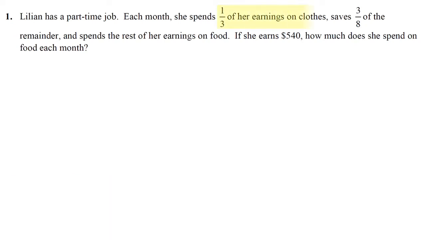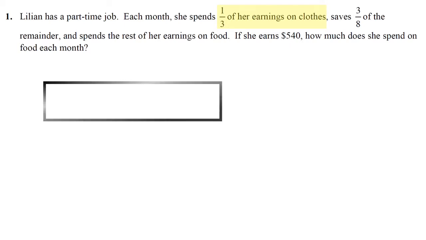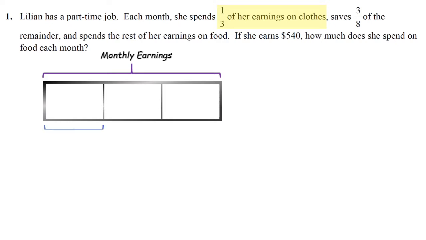But first, let's start with the 1/3 of her earnings that is spent on clothes. So if we just draw a bar model, first of all, we need to know that the entire bar is her monthly earnings. A third of that, so I can cut it into 3, was spent on clothes. So I'll mark that down. A third of her earnings was spent on clothes.